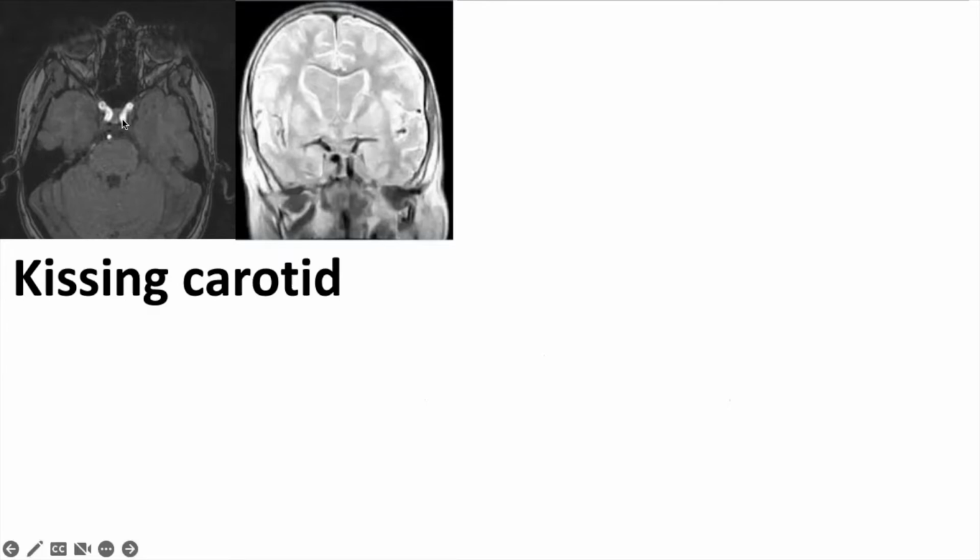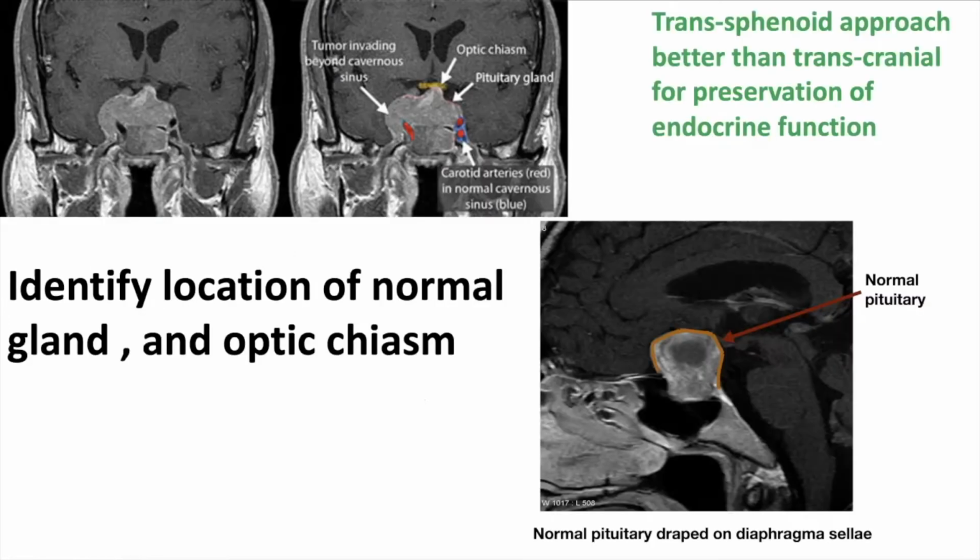Kissing carotid is another limitation of trans-sphenoid surgery, because there is hardly any distance between the two carotid arteries. So in such cases, one should take a transcranial approach.